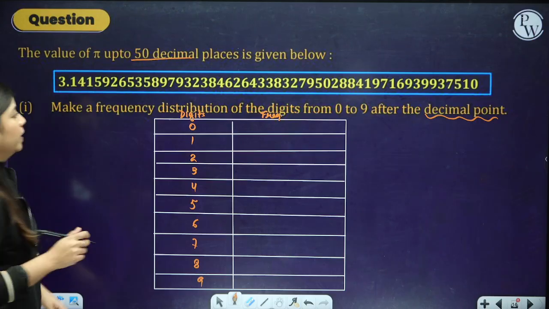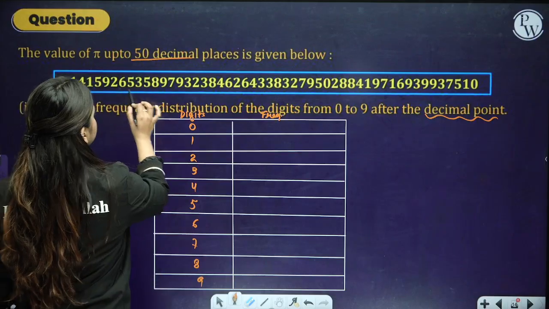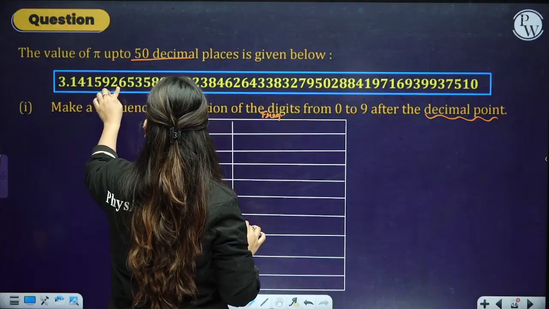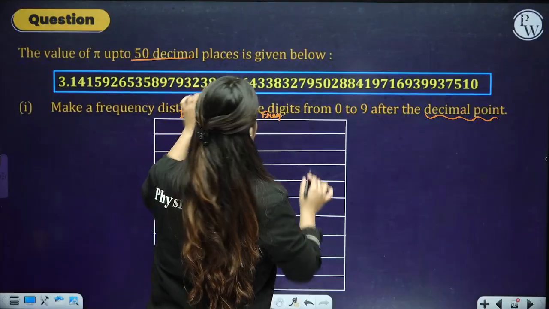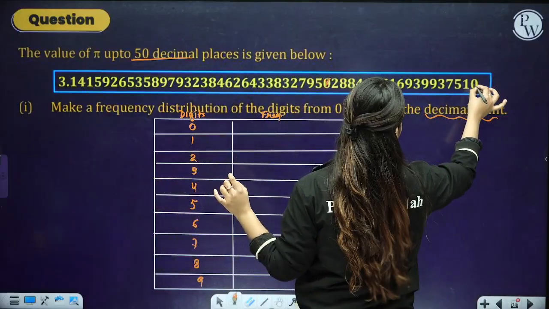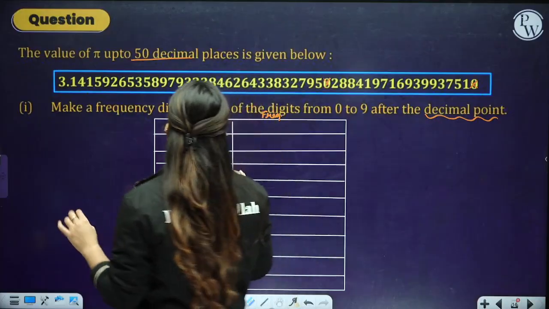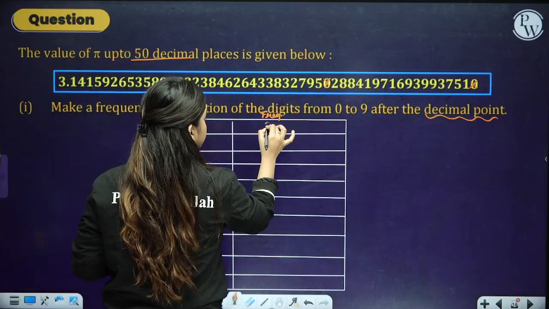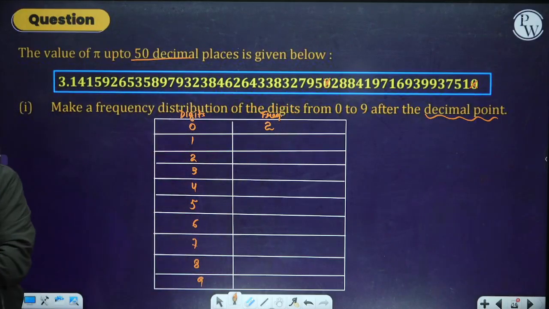Alright, let's do it. We start with 0. The digits after the decimal are 1, 5, 9, 2, 6, 5, 3, 7. How many zeros are there? I can only see 2 zeros. So the frequency of 0 becomes 2.